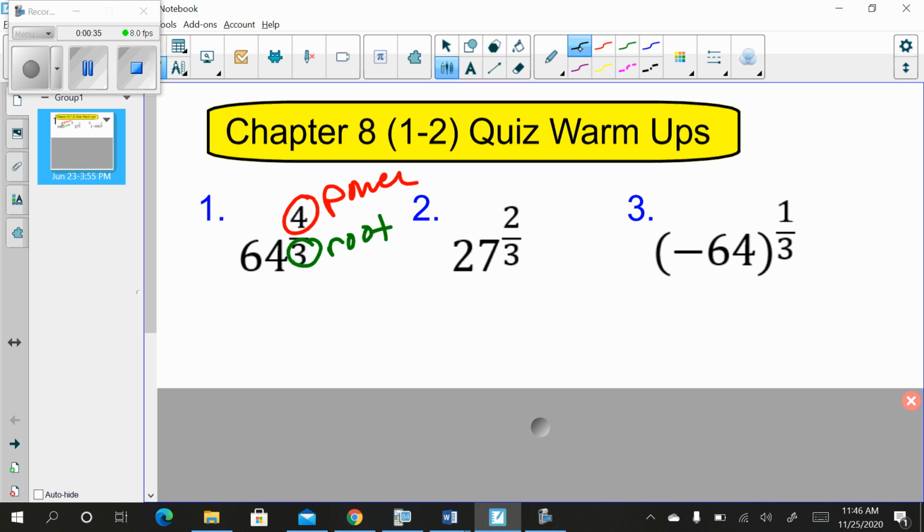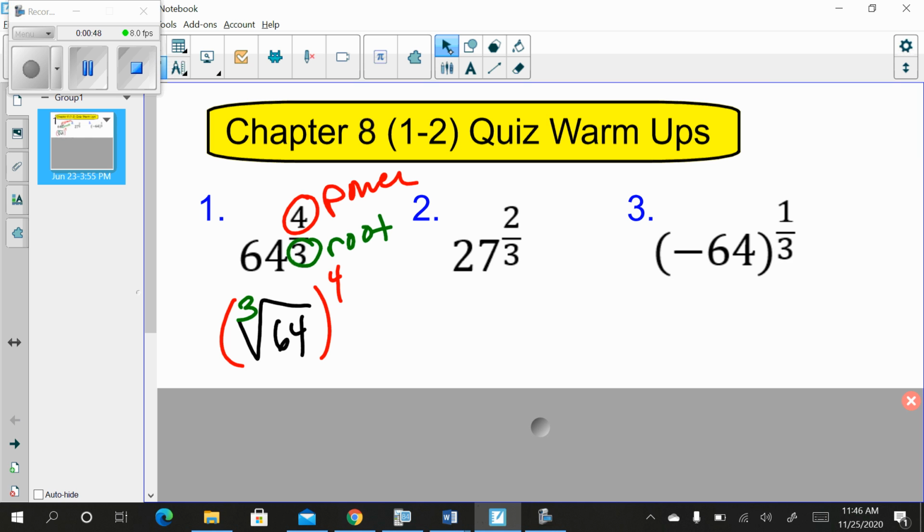So when we think about what this would be as a root, the bottom number is 3, so cube root of 64, and then we're taking that answer and we're raising it to the fourth power. So you being able to understand what that fractional exponent notation means is a really big part of that idea. So let's go ahead and simplify that.